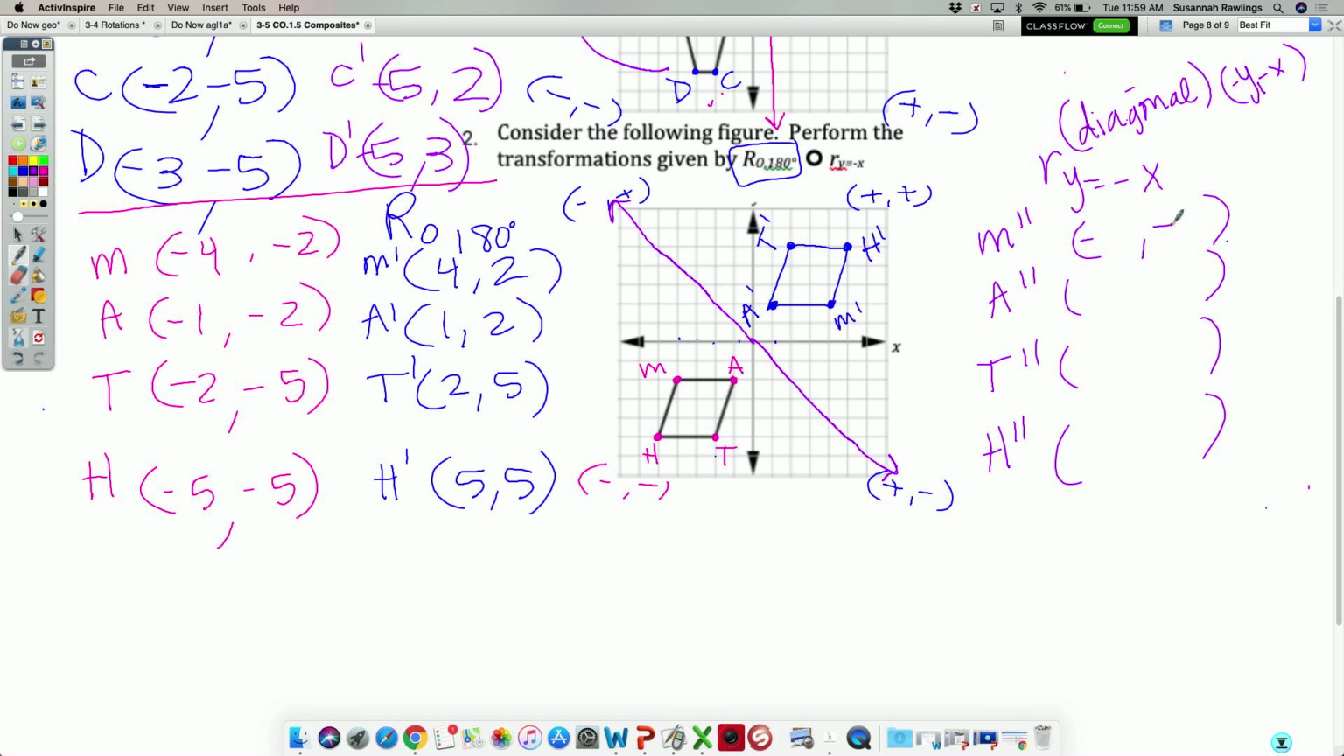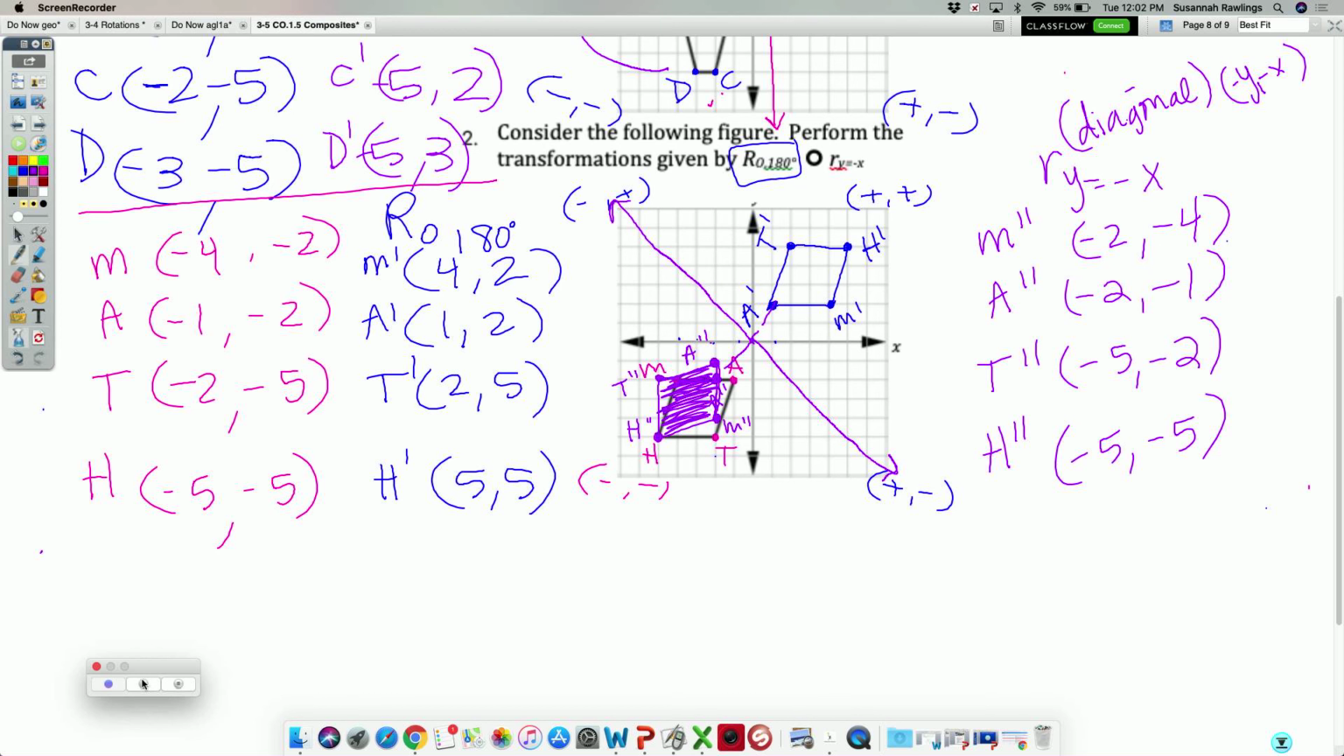And then I'm going to flip my pre-image, my single prime. So negative 2, negative 4. Okay, I'll let you guys finish this one. Reflection. So double check your answers there, but the coordinate rules really help.